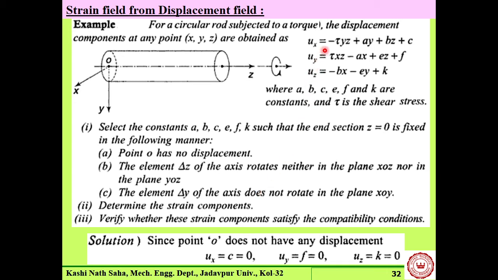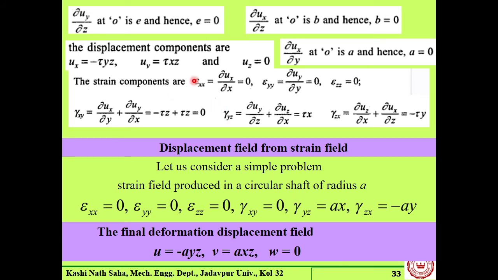So, that calculation is easy. We will take derivatives of these terms; A, B, C, then E, F, K, they are constants, so they will become 0 after taking the derivative of a constant quantity. That will not pose any problem in our calculation. I am not discussing this in detail. So, ultimately we can find out the expressions of epsilon xx, yy, zz and the shear strains also.